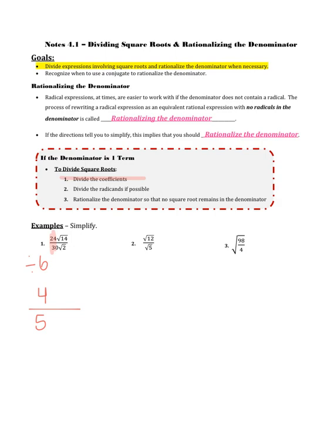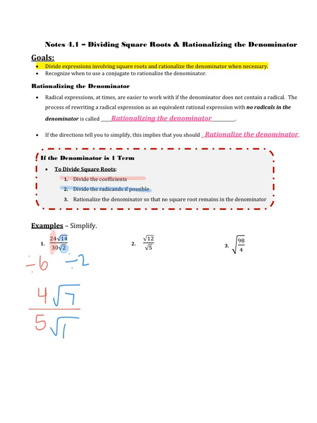Now I'm looking at step 2, which says to divide the radicands if possible. So I'm going to look at the numbers underneath the square root sign, the 14 and 2, and see if I can divide those. And I can, remember both of those are divisible by 2. So I'm going to go ahead and reduce that. 14 divided by 2 is 7, and 2 divided by 2 is 1.